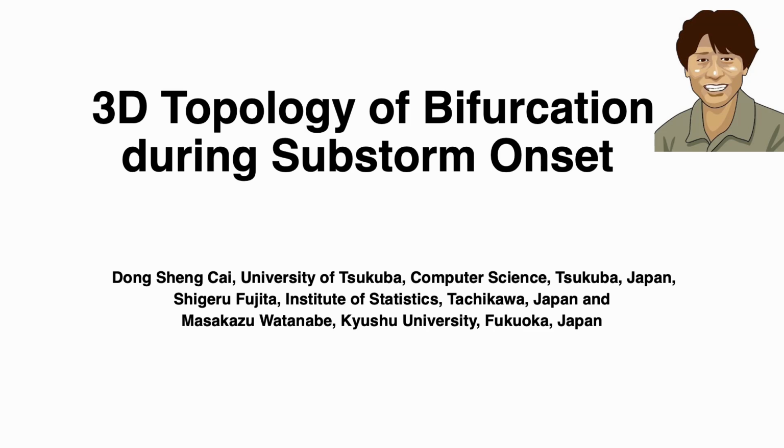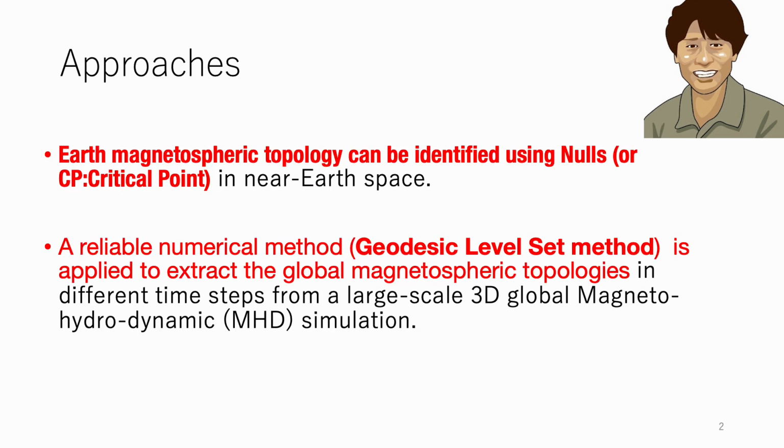We are going to talk about 3D topology of bifurcation during substorm onset. Our approach is as follows. Earth magnetospheric topologies can be identified using nulls or critical points, CP. A reliable numerical method entitled the Geodesic Level Set method is applied to extract the global magnetospheric topologies in MHD simulation.